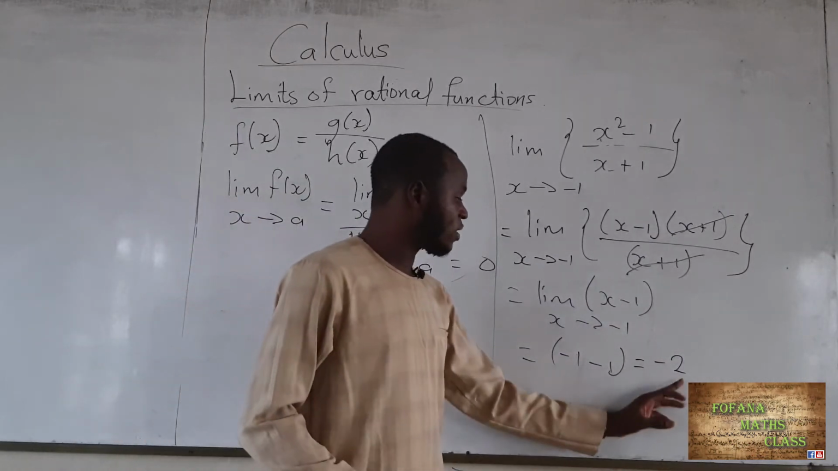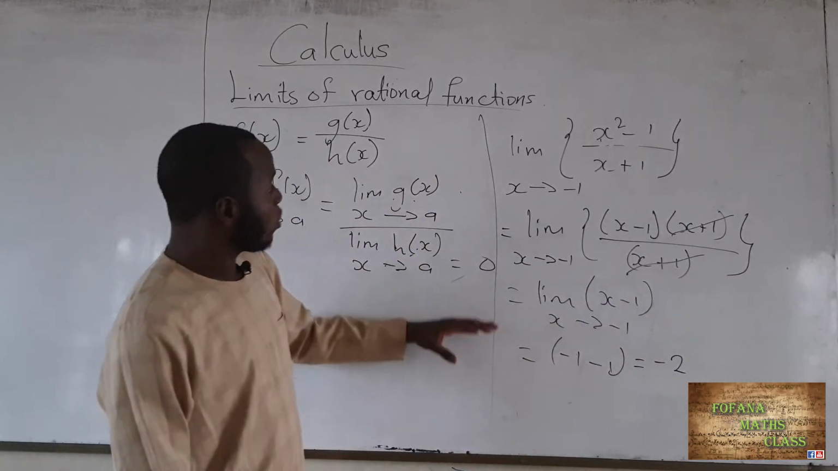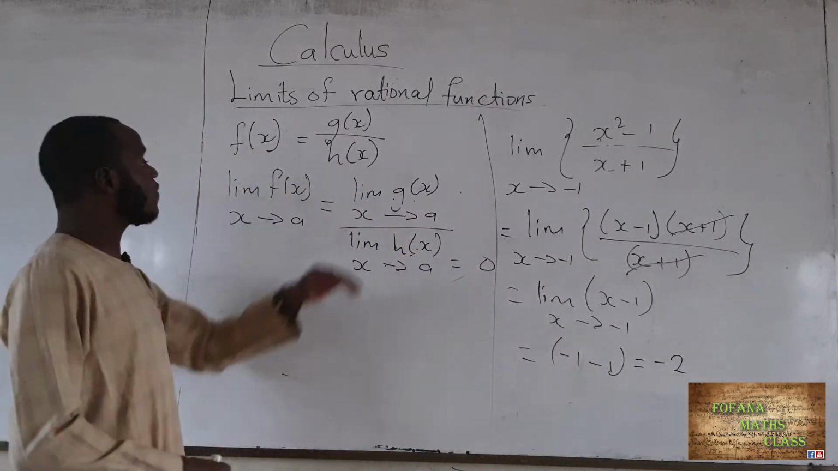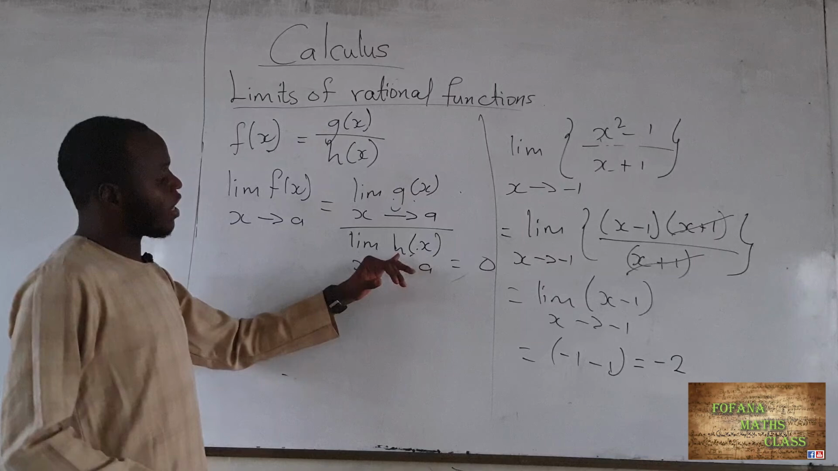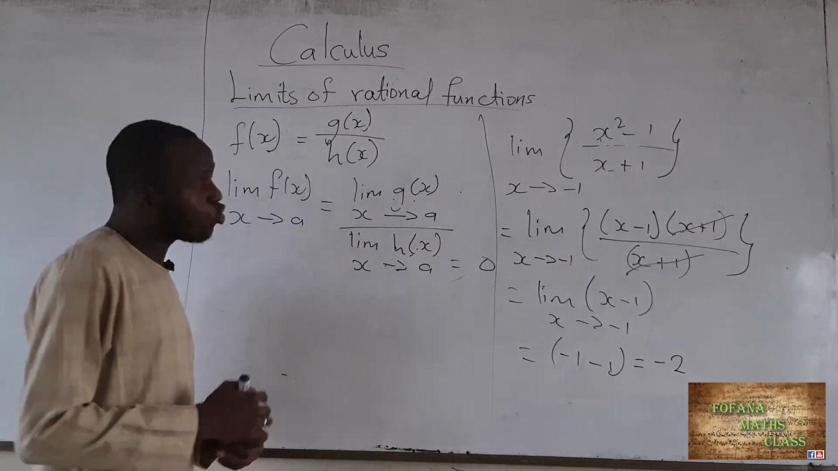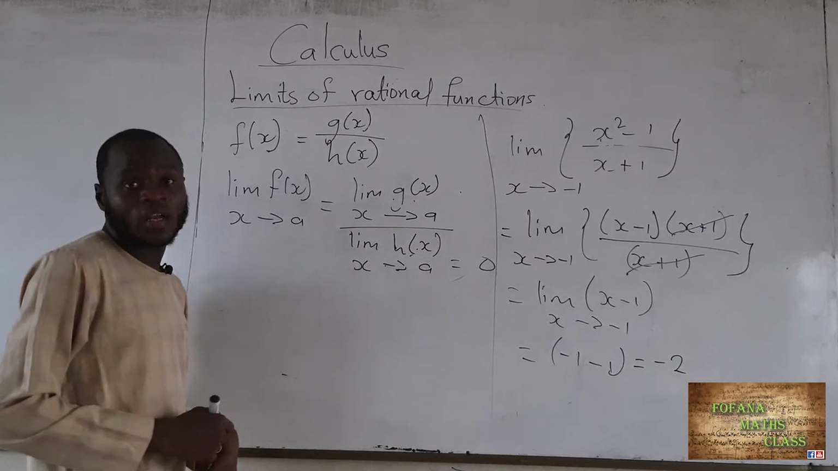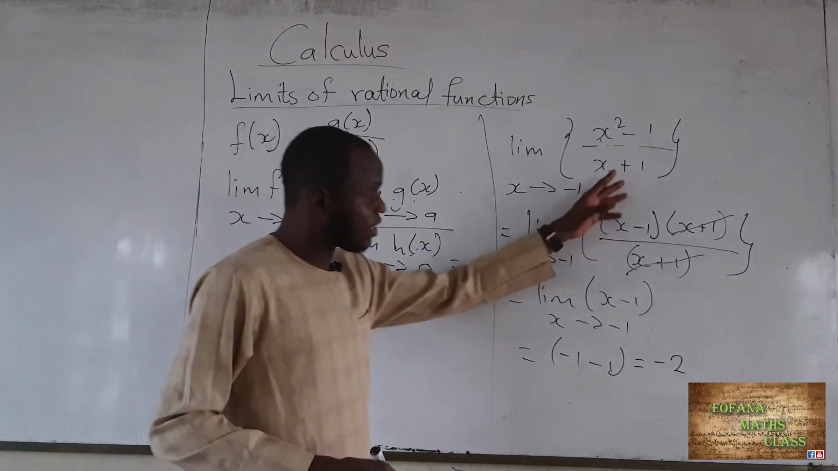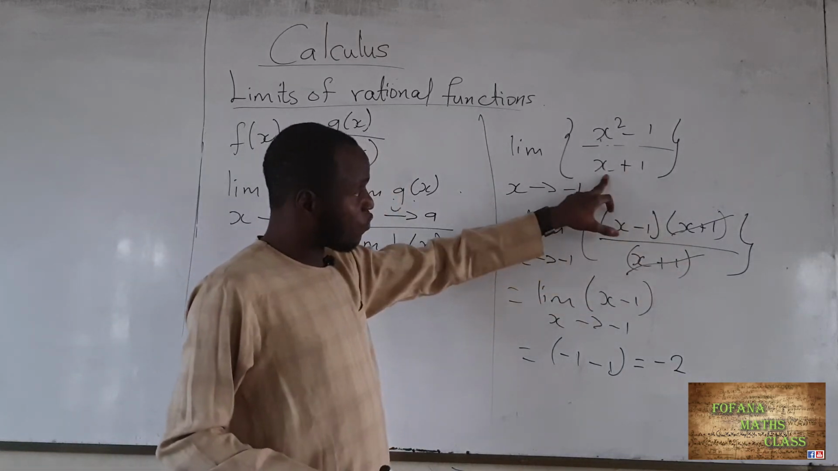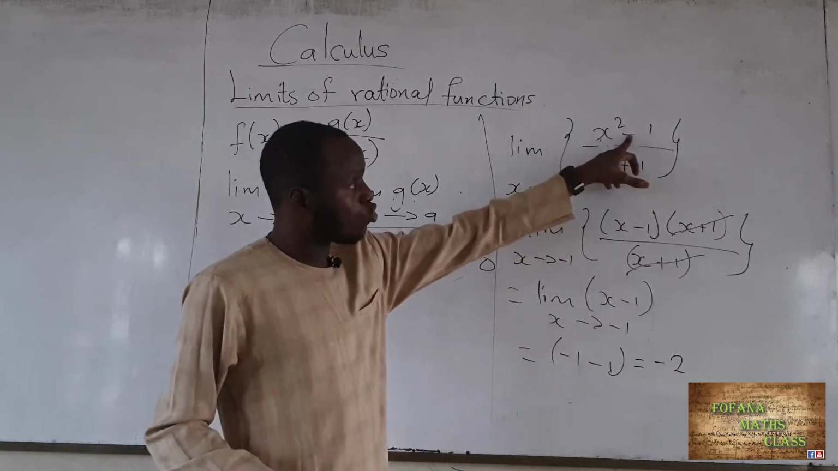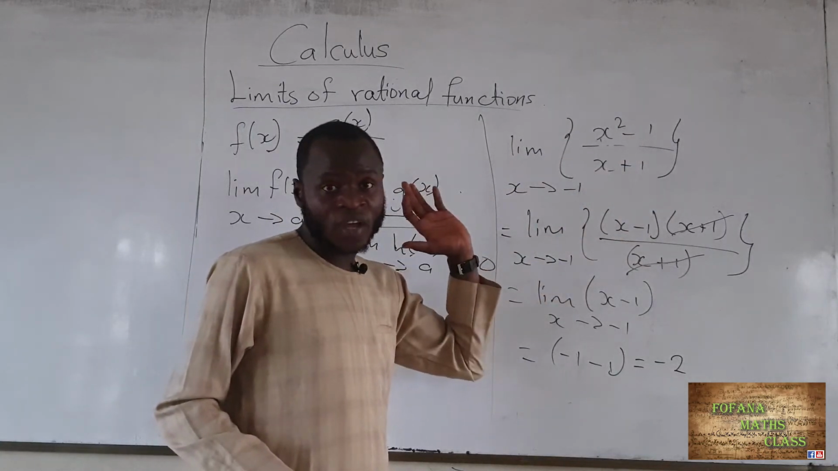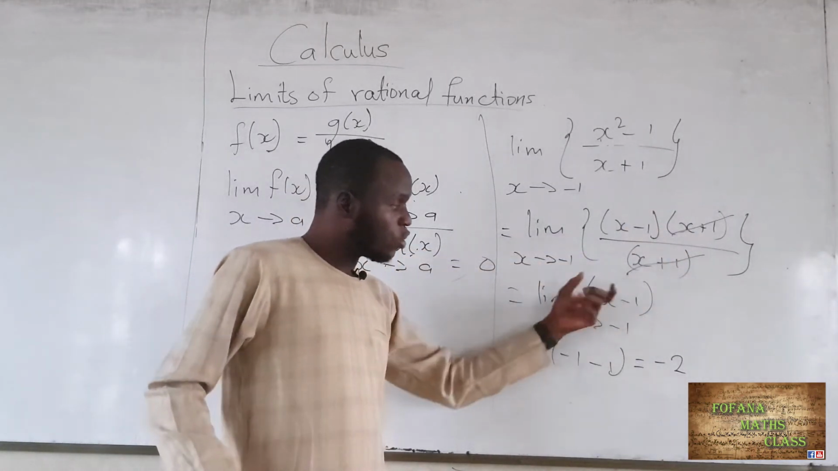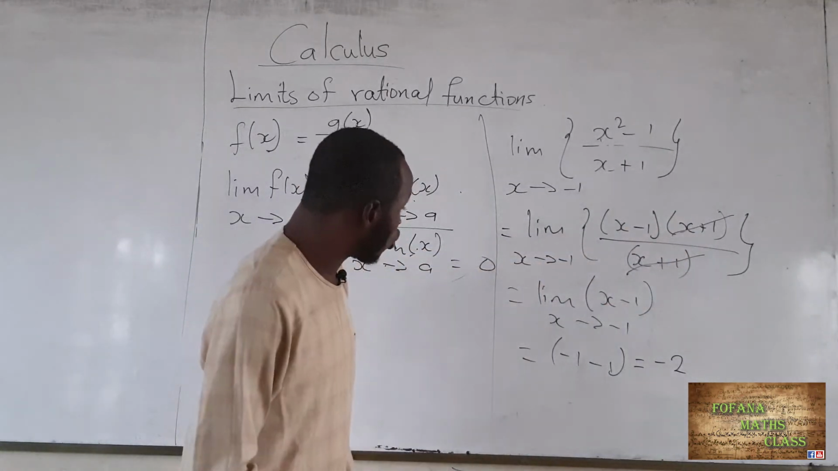Having gotten this answer, that is the short explanation of the limit of a rational function. If the denominator of the rational function will give you 0, don't go straight forward and insert the limit in the expression. All you need to do is simplify it, just like in this example. When I put -1 here, it turns this to 0 and causes the whole expression to be undefined. So first of all simplify it, then do your substitution.